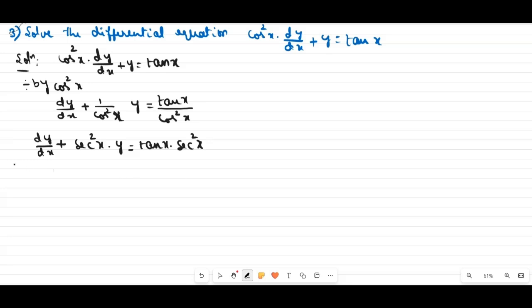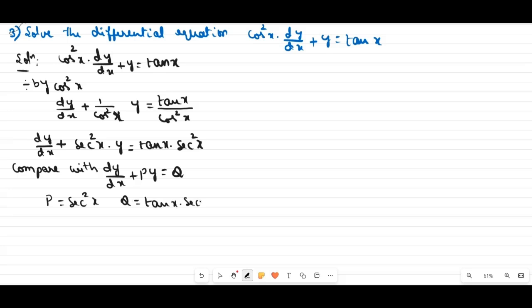Now let me compare with the general linear differential equation, dy by dx plus py is equal to q. In the place of p we have secant square x, and in the place of q we have tan x into secant square x. Let me find the integrating factor, that is e to the power of integral of p with respect to x, so e to the power of integral of secant square x dx.